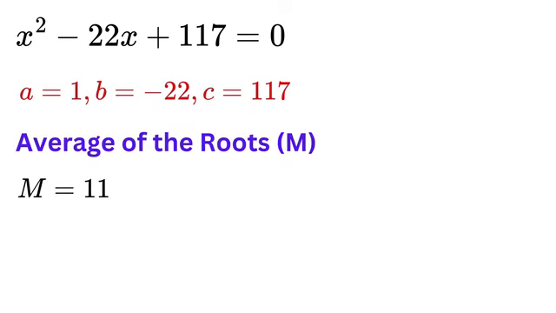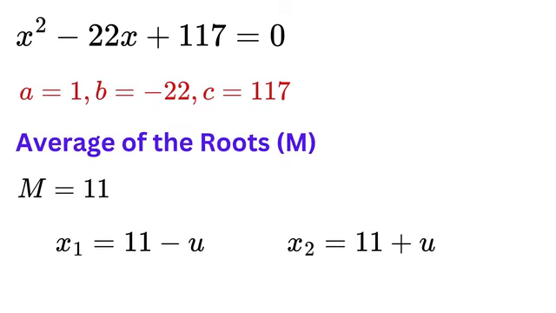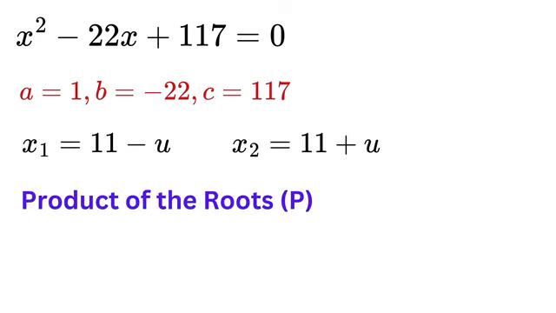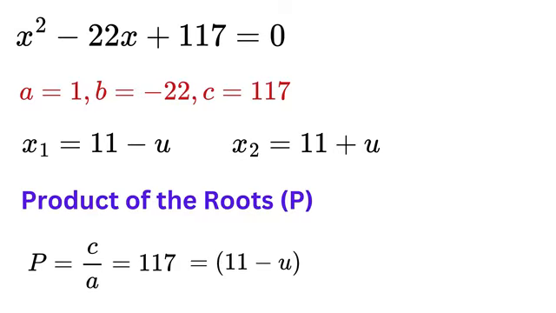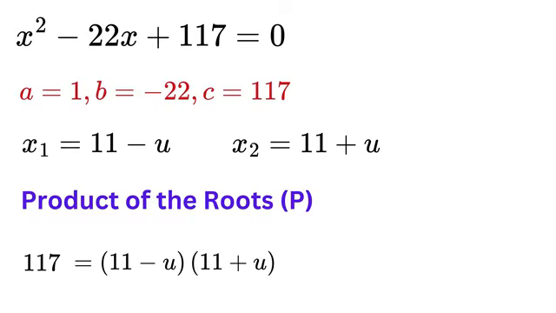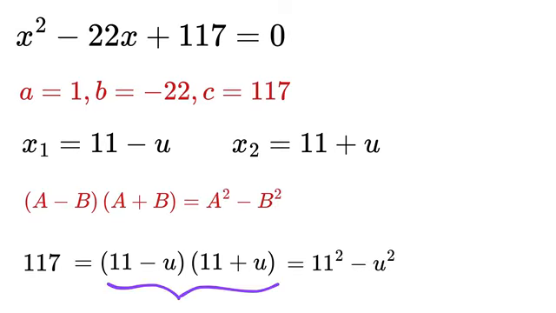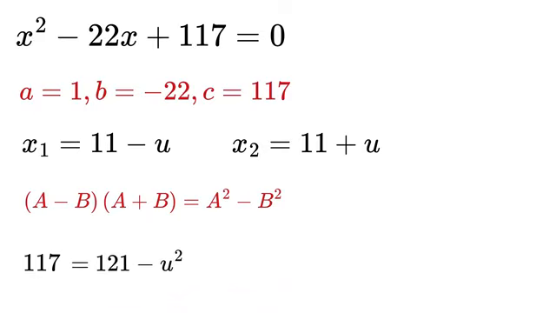Now let one of the roots of this equation be 11 minus u, and the other root be 11 plus u. Now, here comes the magic. We also know that the product of the roots equals c over a, right? So in this case, it will be 117. But it is also equal to 11 minus u times 11 plus u. This is of the form a minus b times a plus b, which equals a square minus b square. So this equals 11 square minus u square, or 121 minus u square, and this equals 117.